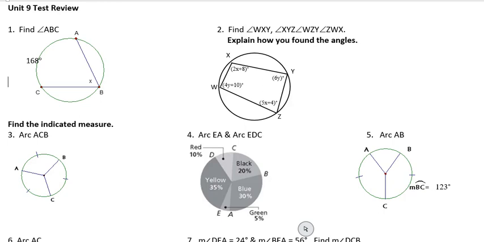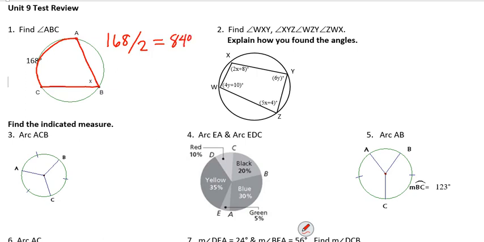So I'm going to go over the Unit 9 test review. Number 1 says find angle ABC. So we're looking for this angle right here, ABC. And I notice that it is subtended by this arc out here, which is 168. And we know that inscribed angles are half of arcs. So that's going to be 168 divided by 2, which is 84 degrees.